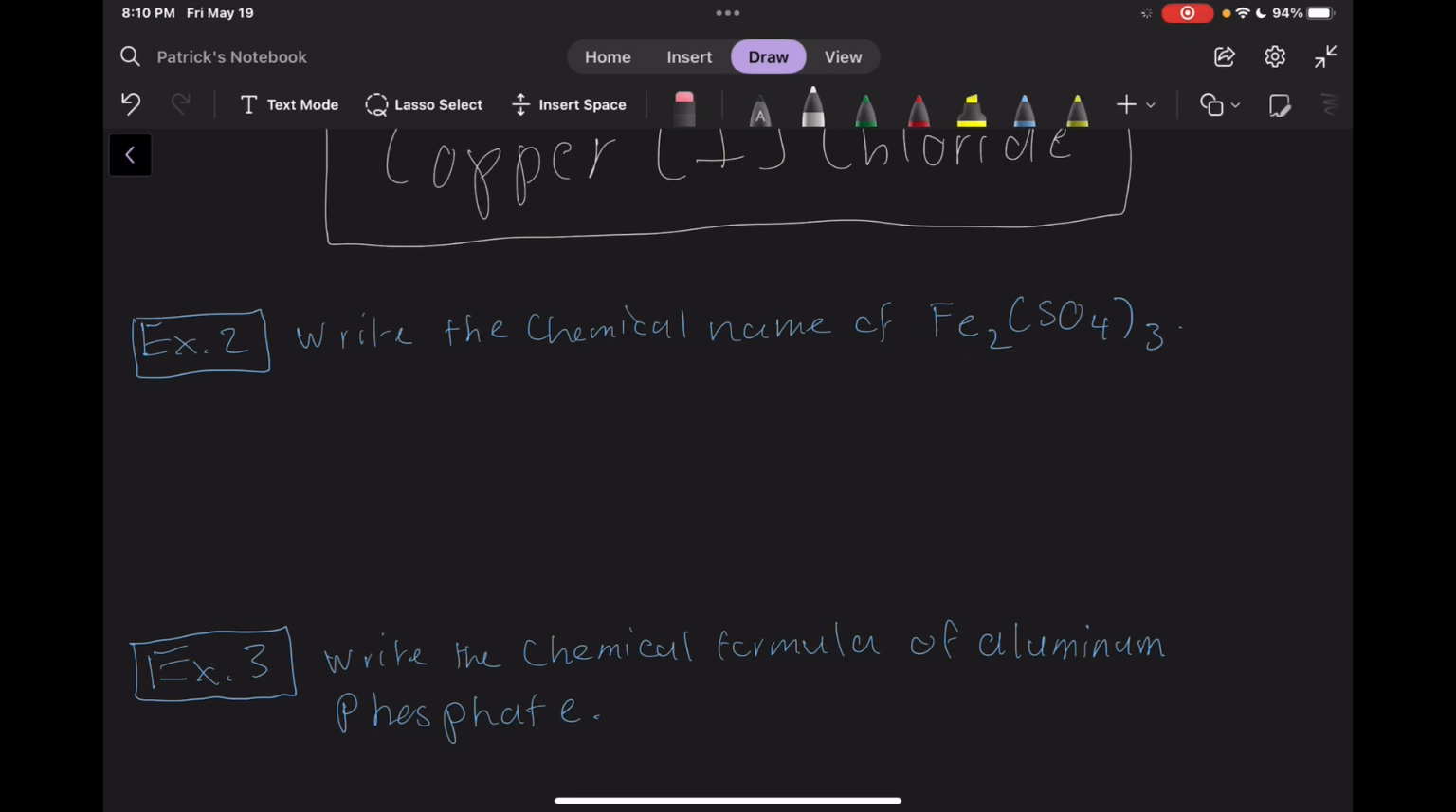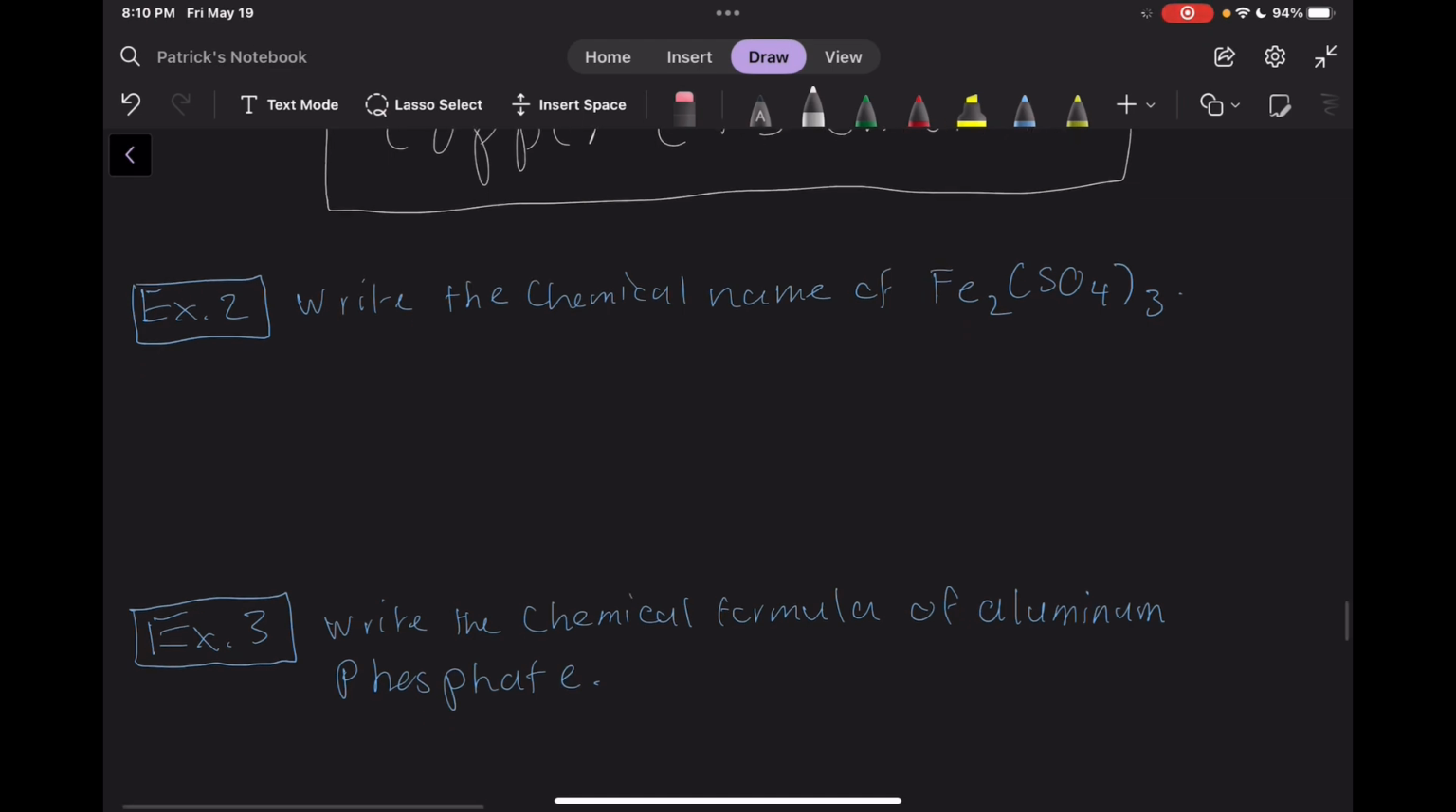Example 2. Write the chemical name of Fe2(SO4)3. This compound involves iron, so this is case 4 showing its face again. In this instance, SO4 is the sulfate polyatomic ion, so we know our final answer is going to be iron, blank, sulfate. The Roman numeral is what goes in the blank.